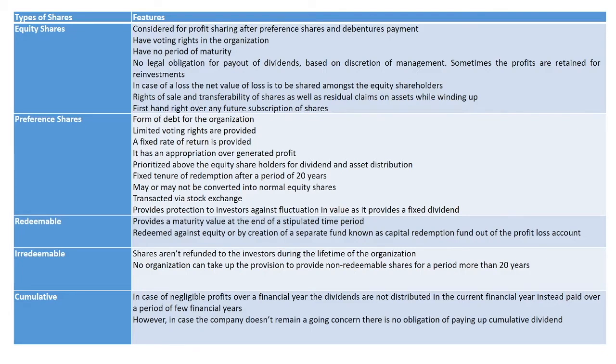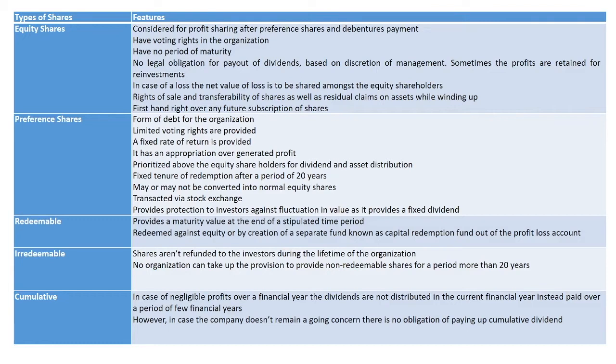In case of a loss, the net value of loss is to be shared amongst the equity shareholders. They have rights of sale and transferability of shares as well as residual claims on assets while winding up. They also have a first-hand right over any future subscription of shares. Like if the company will float any new shares, equity shareholders will have the first right to buy them.